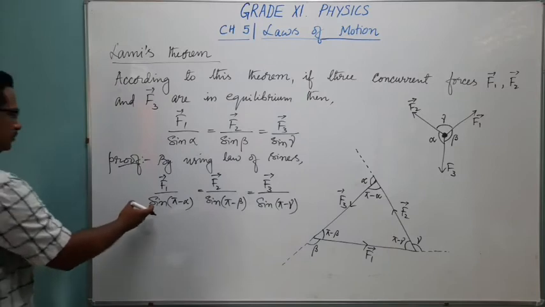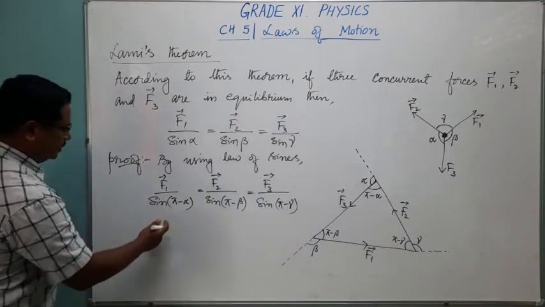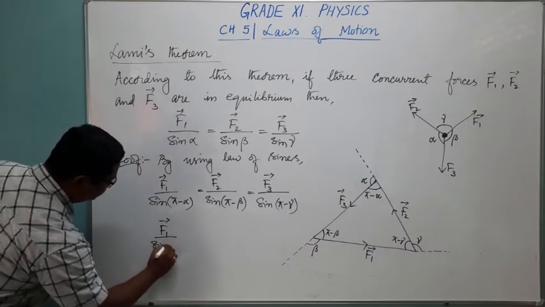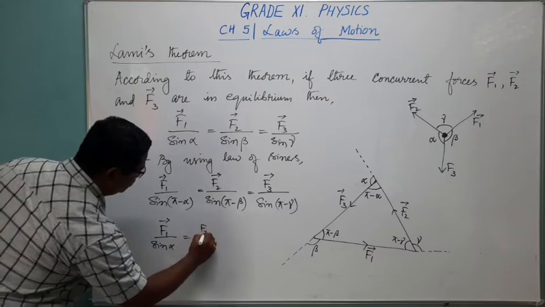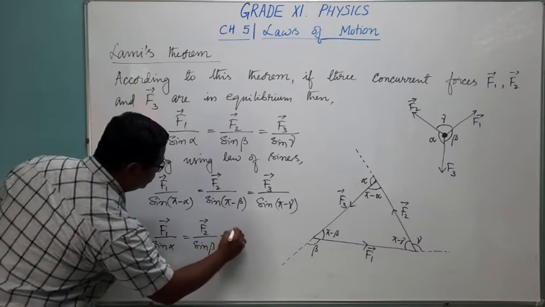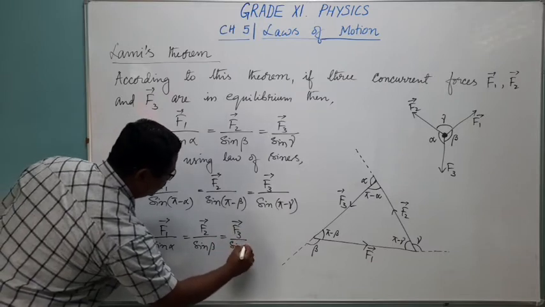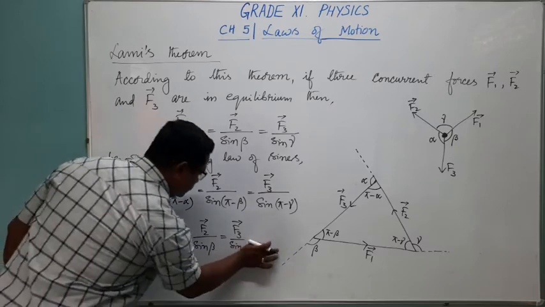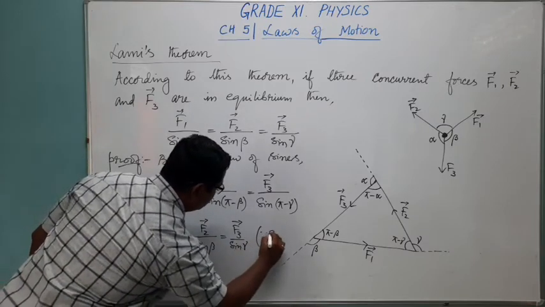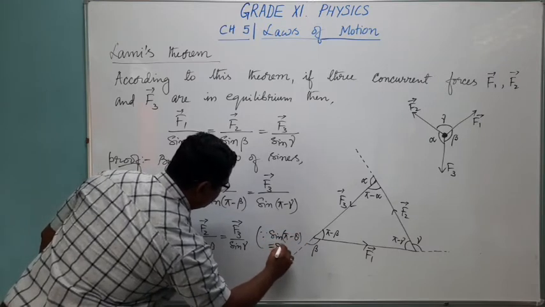Now only one step you have to do. Sine 180 minus theta is equal to sine theta. That's all. F1 divided by sine alpha is equal to F2 divided by sine beta, that is equal to F3 divided by sine gamma, since sine pi minus theta is equal to sine theta.